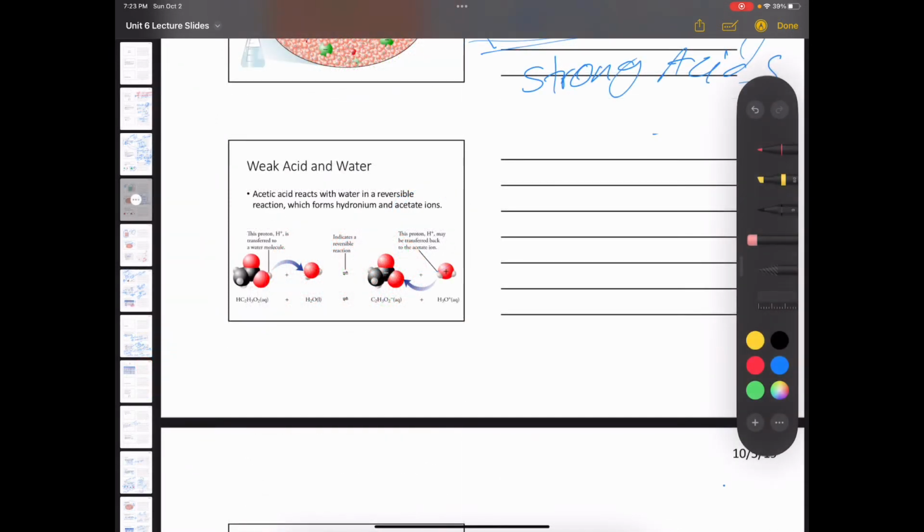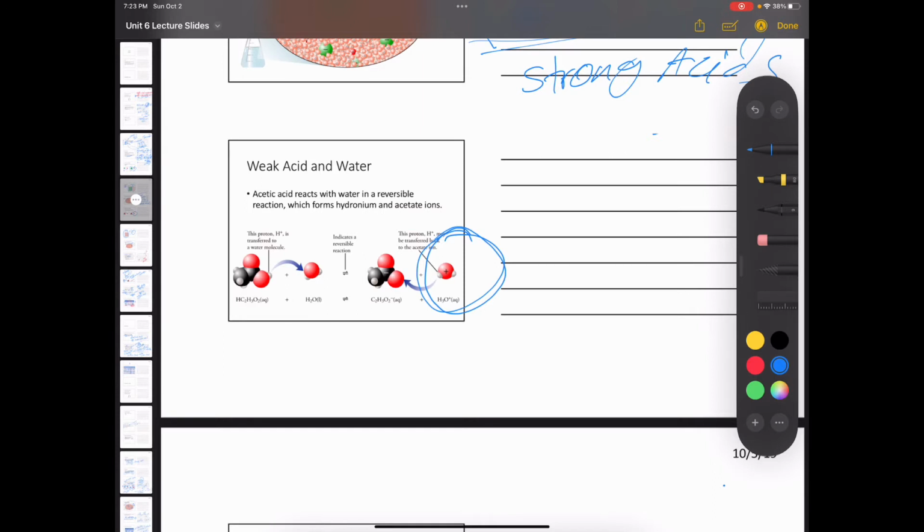When it comes to weak acid and water, a dissociation also takes place. In other words, we still form the hydronium ion. But what's happening is the number of hydronium ions that is getting generated is very small compared to what happens when it's a strong acid.